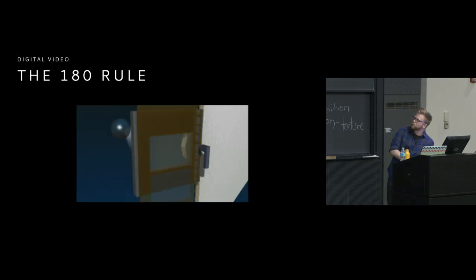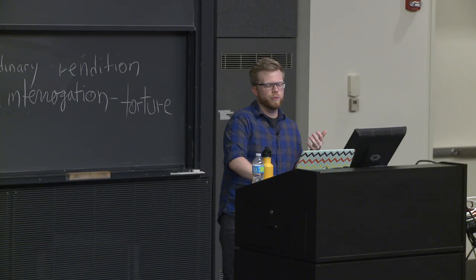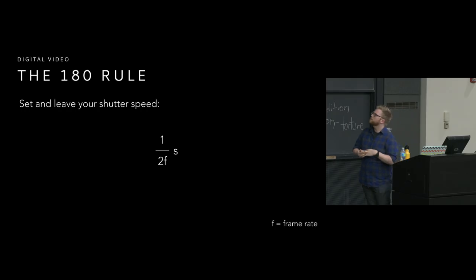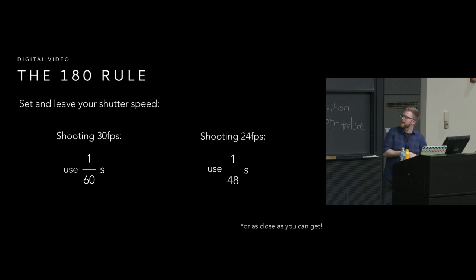Good. So if we talk about it in terms of this 180 rule, what could that possibly mean? Basically, pick a shutter speed that is your frame rate times 2 over 1. So 1 over 2 times your frame rate. So if I'm shooting 24 frames per second in video, 2 times that would be 1 over 48. And that's the shutter speed I want to choose for my project.